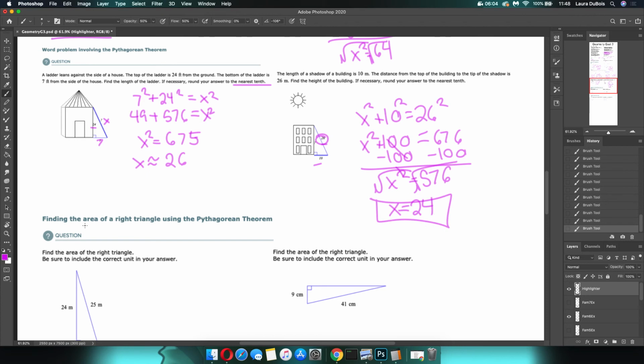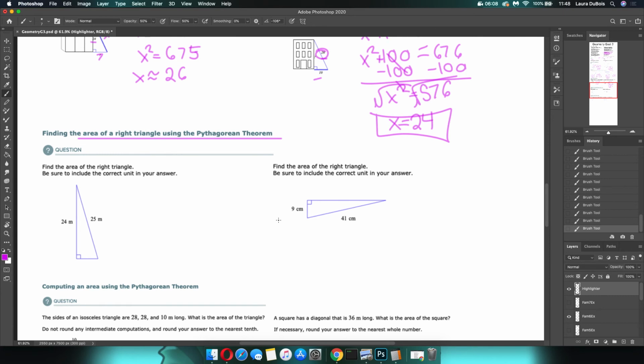Okay, next up, finding the area using the Pythagorean Theorem. So here we're now using two formulas in one topic. So area is 1/2 the base times the height. Well, there's the height. What's the base? I can cheat and tell you that it's going to be 7, but you need to figure out why first. It is x squared plus 24 squared equals 25 squared.